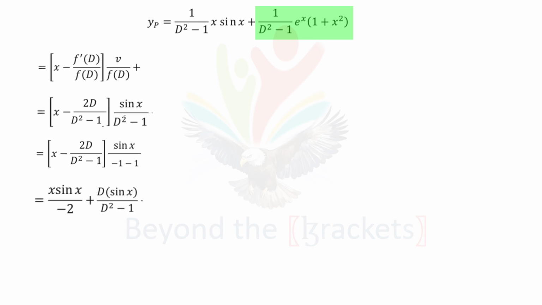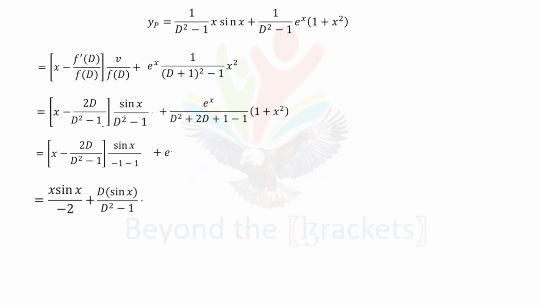Coming back to the second term, here it is a multiplication of type 1 into type 3, that is type 4. First we'll solve for the exponential function e power x, where D will be replaced by D plus a. Here a is the coefficient of x, that is 1. So replacing D with D plus a, we get D plus 1 whole square minus 1, which simplifies to D square plus 2D. Here D is common in both the terms, so we get D into D plus 2.